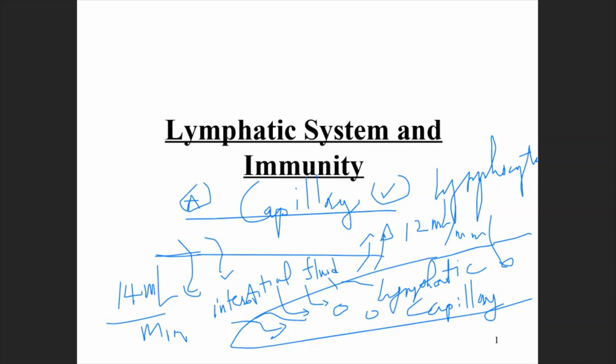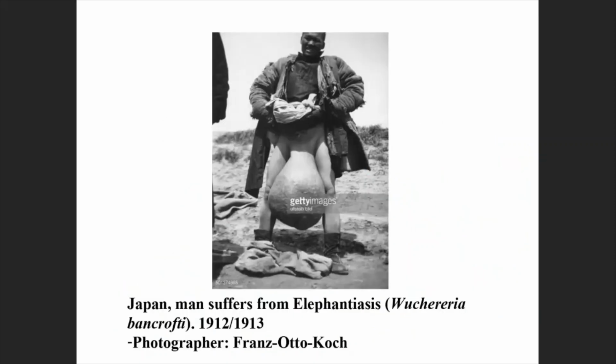the lymphatic. But if you have, let's say, a parasite that blocks this, guess what? You're going to get fluid accumulation. You're going to get edema. That's edema. And here is an example of what happens if you interfere with the lymph flow.